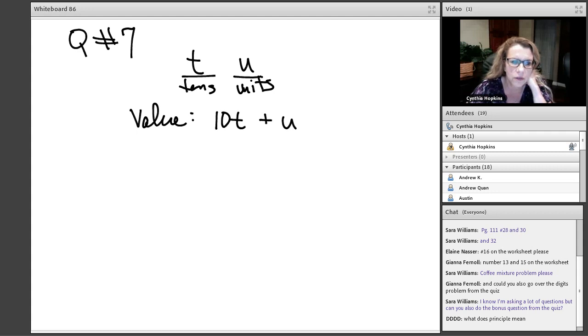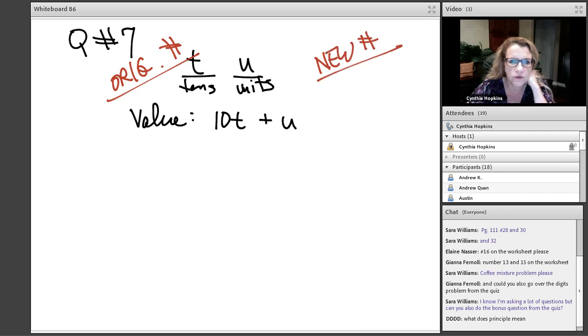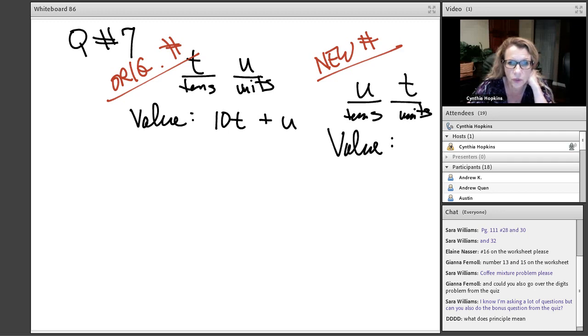Okay, I'm going to call this in red my original number. I'm calling t then u my original number. But now they say, let's make a new number. We're going to reverse the digits. They love to do this. So if I reverse my tens digit and my units digit, then the u goes here and the t goes there. So you should be able to say what the value is now of my new number. Let me kind of separate this. The value of my new number is 10 times u plus t. Do you guys follow that?